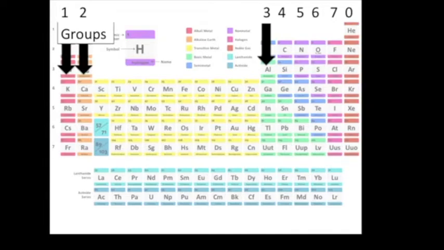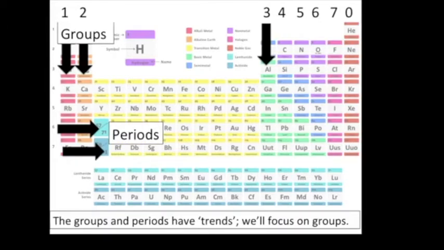Chemistry, far more complicated than rocket science in my opinion. And then these rows going across, these are called the periods. So the groups and periods both have trends, but we tend to focus on the trends in the groups. Right, now I hope you remembered all that.